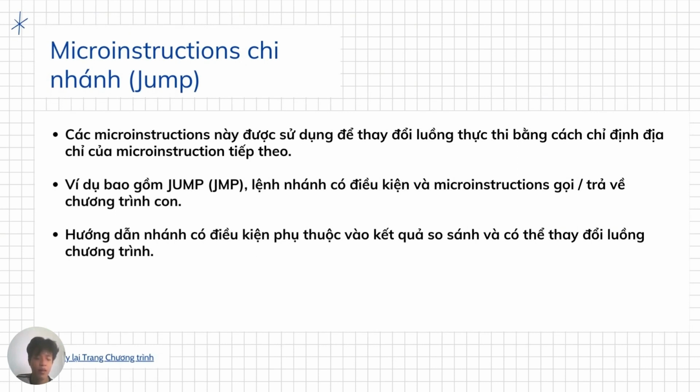Vi lệnh nhánh. Các vi lệnh này được sử dụng để thay đổi luồng thực thi bằng cách chỉ định địa chỉ của vi lệnh tiếp theo. Ví dụ bao gồm vi lệnh nhảy, lệnh nhánh có điều kiện và vi lệnh gọi, trả về chương trình con. Lệnh nhánh có điều kiện, phụ thuộc vào kết quả so sánh, có thể thay đổi luồng của chương trình.